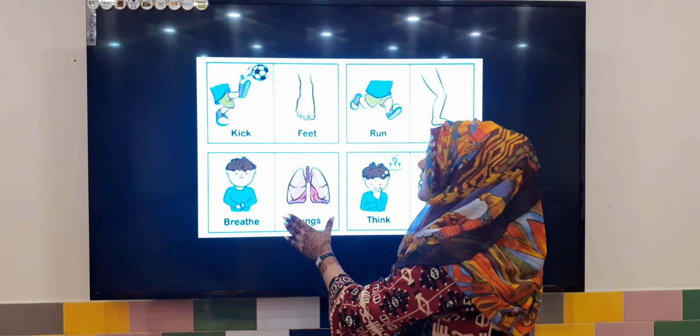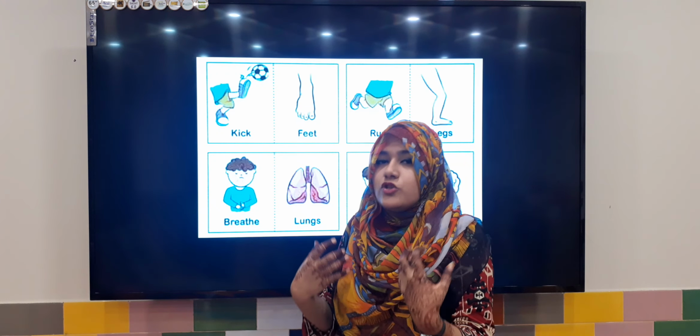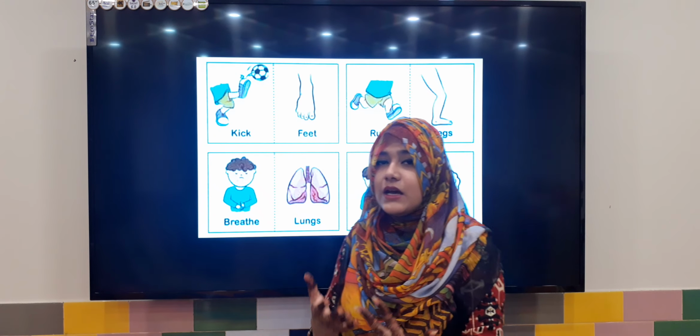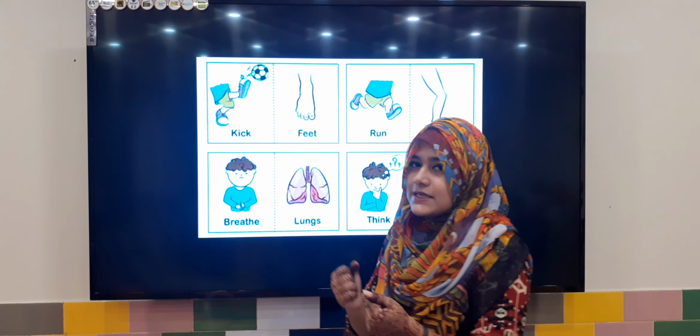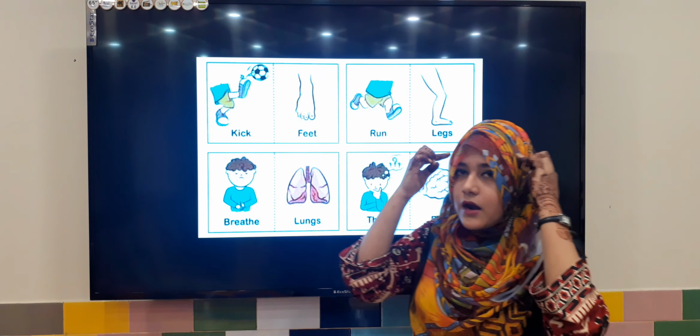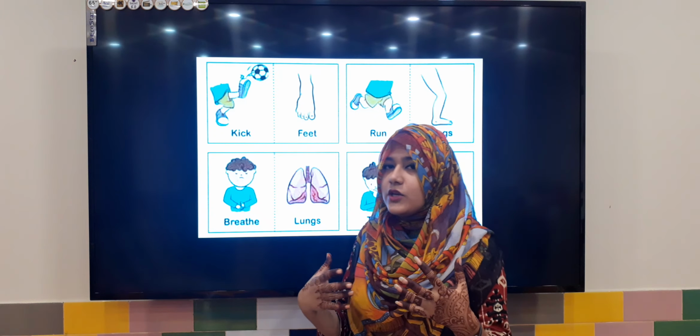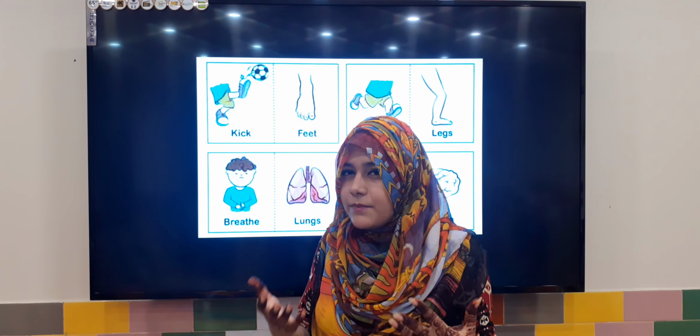Then we have lungs in our chest through which we breathe. जो हम सांस लेते हैं वो हम किससे लेते हैं? हम हमारे lungs से सांस लेते हैं, right? Then we have a brain in our head through which we think about things, just like you're thinking right now कि हम क्या क्या पढ़ रहे हैं, right?